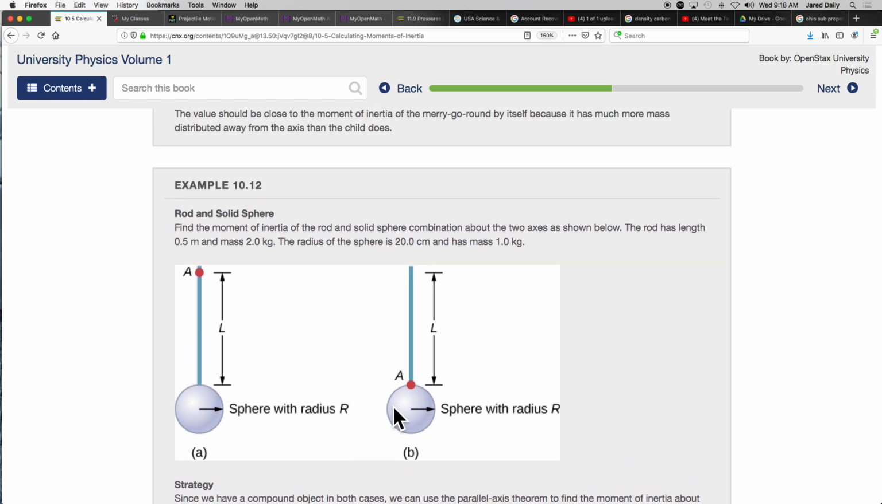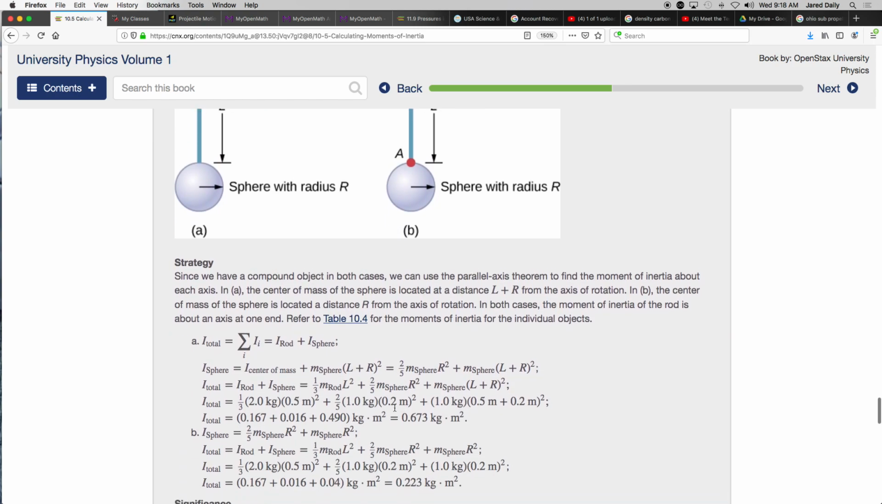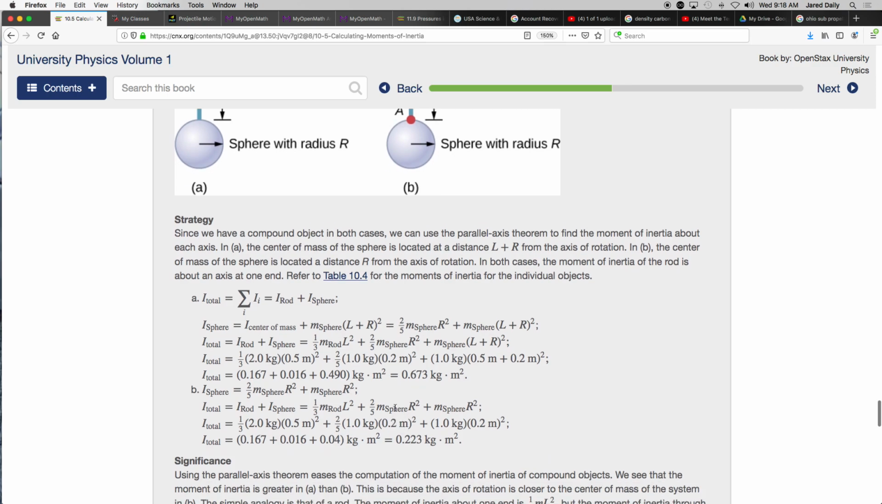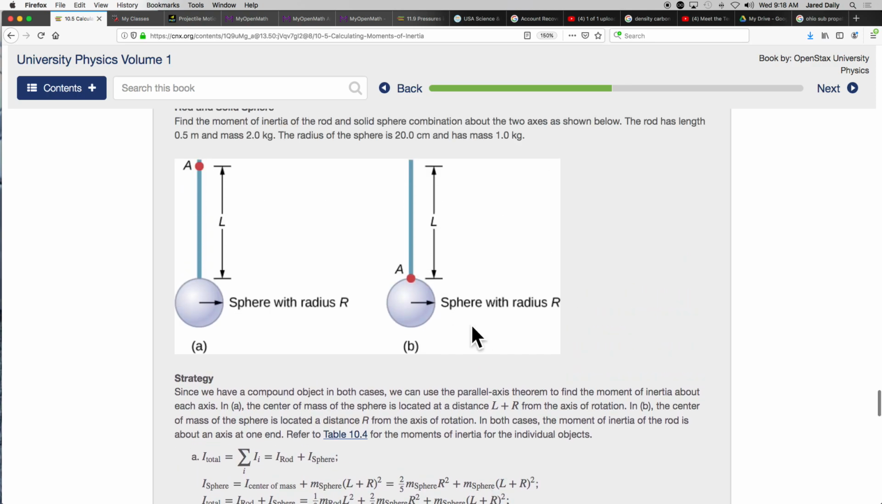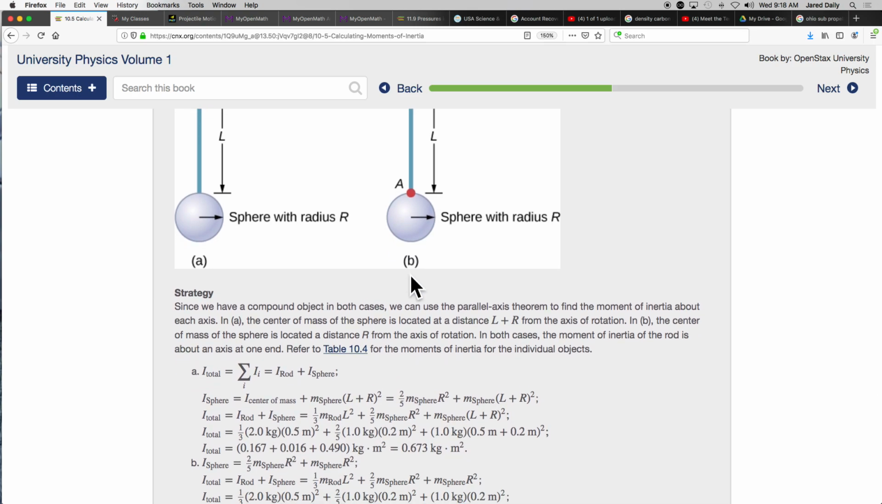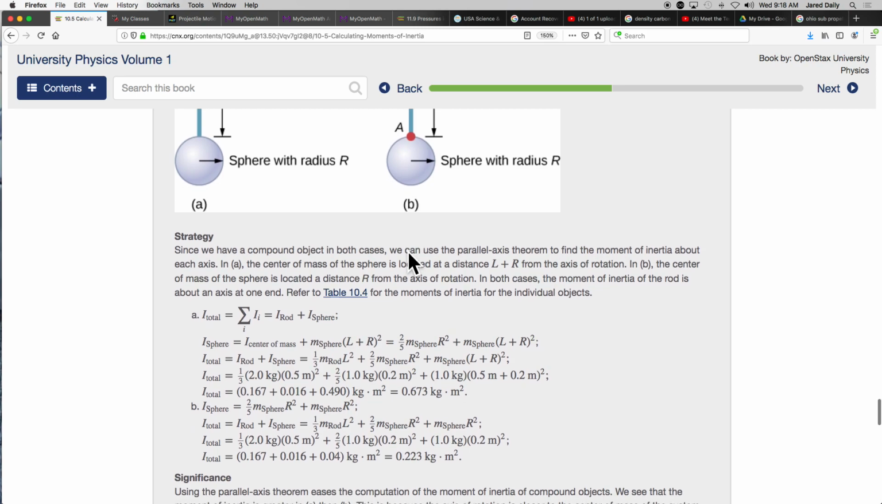In part B, what do they want to know? What is part B? Oh, this one. So this is part A where it's rotating around this point, right? In part B, they rotate it around this point. So in this one, since it's rotating around the edge of the sphere, you could use the parallel axis theorem to calculate the rotation of a sphere about its edge, but there's also, I think, a formula for it as well. But they actually go ahead and calculate it using the parallel axis theorem.